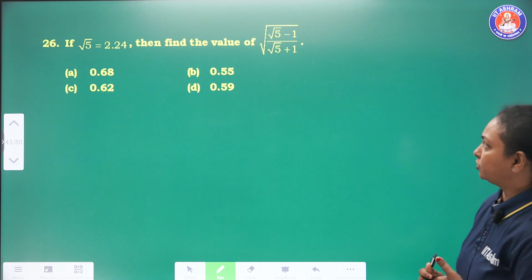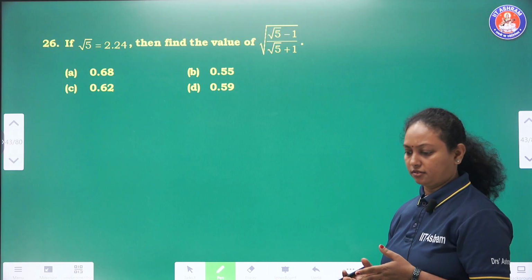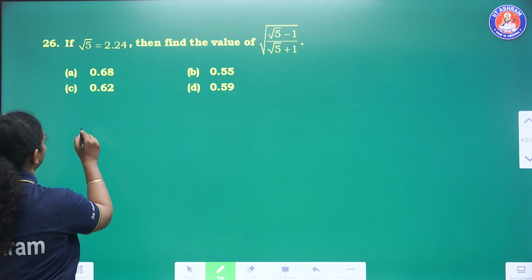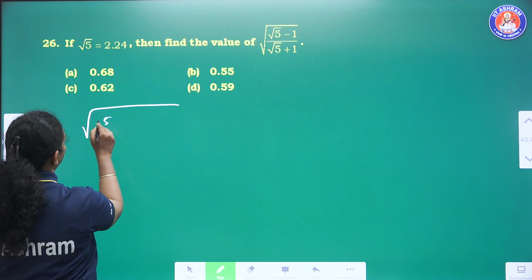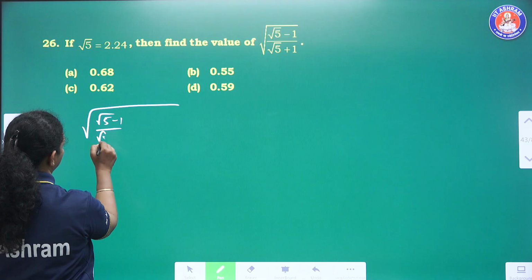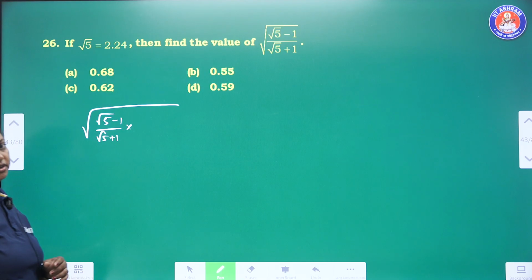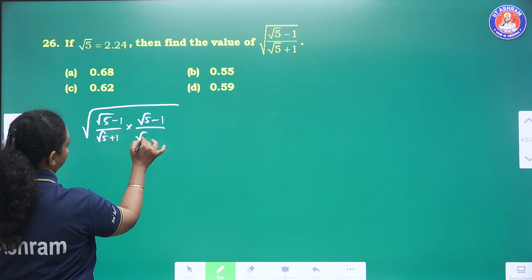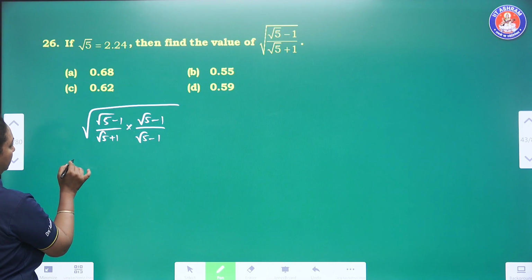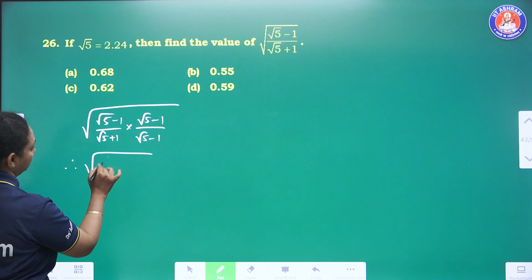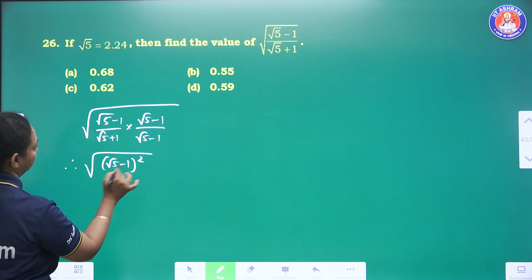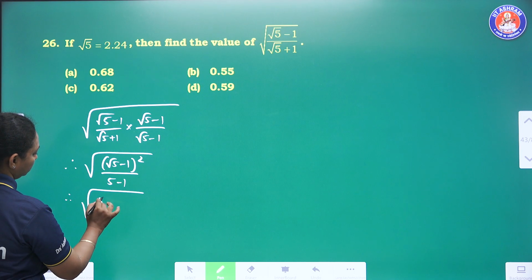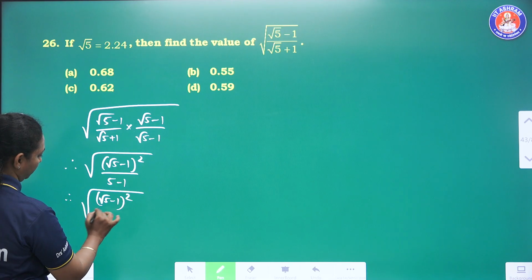Root 5 is given to you and you have to find the value of this. Okay, so whenever a surd is there, what are you going to do? Rationalize it. So square root of root 5 minus 1 upon root 5 plus 1. What is the rationalizing factor of root 5 plus 1? Root 5 minus 1. So we multiply by root 5 minus 1 on both sides. Therefore, it is root 5 minus 1 whole square divided by 5 minus 1. So it is root 5 minus 1 whole square upon 4.